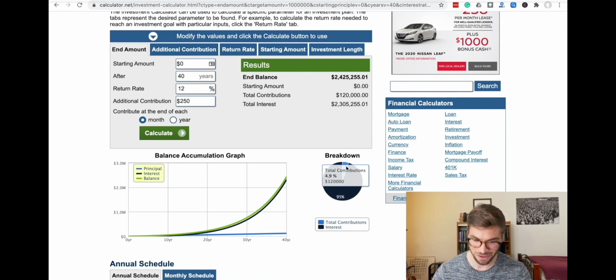So what you actually contribute to the account is $120,000, which is only 5% of the total amount the account earns at the end of the period. And 95% of it is earned in interest, to the tune of $2.3 million. This is how people become millionaires. You don't become a millionaire overnight. You become a millionaire by starting to do the right thing and being consistent with it throughout your whole life.